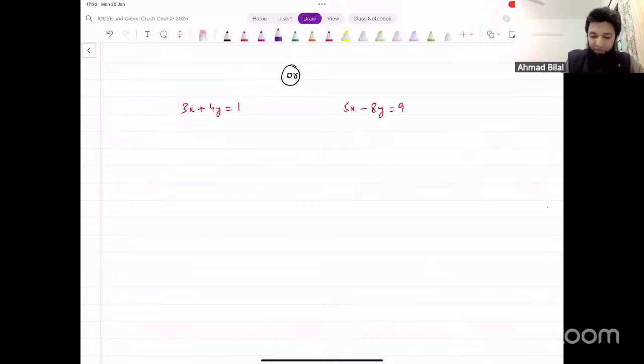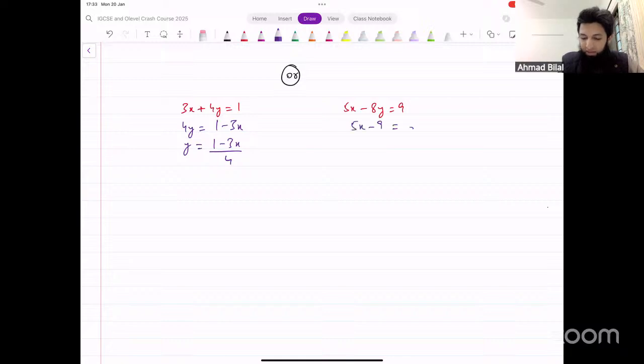So in the first equation, for instance, I can say this is 4y equals 1 minus 3x, and y equals 1 minus 3x over 4. Make y the subject in the first equation. Make y the subject in the second equation as well. 5x minus 9 equals 8y, and then y equals 5x minus 9 divided by 8. Okay, so you've got y the subject in both equations.